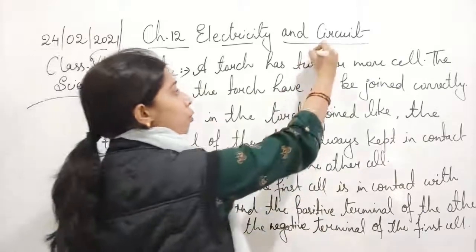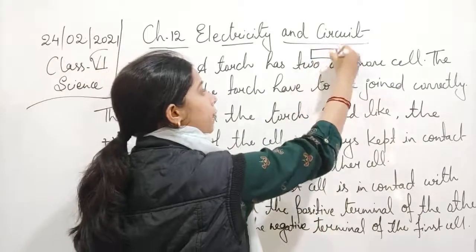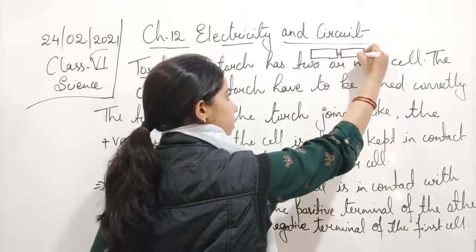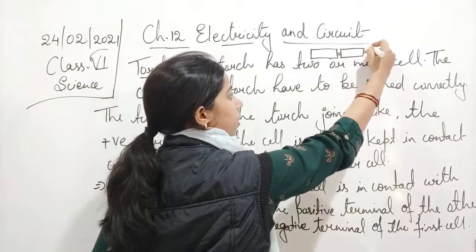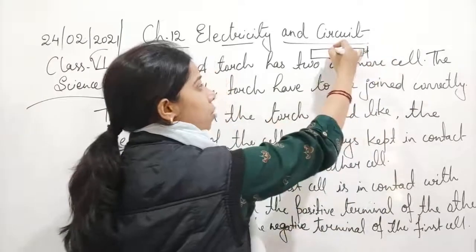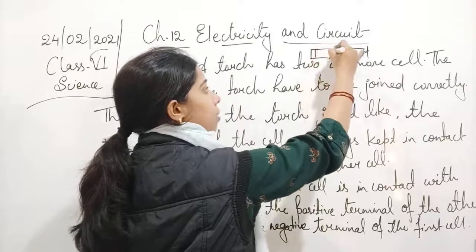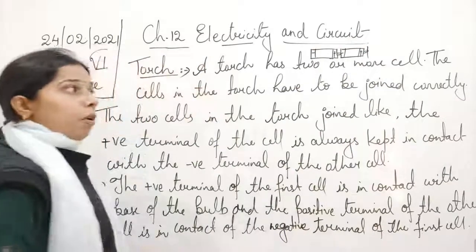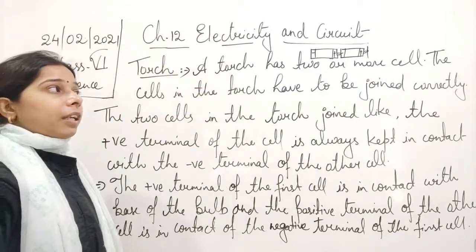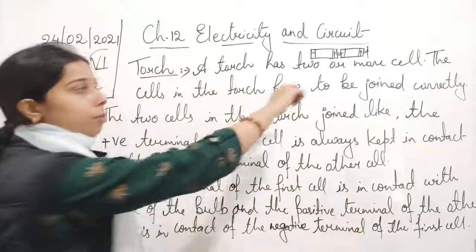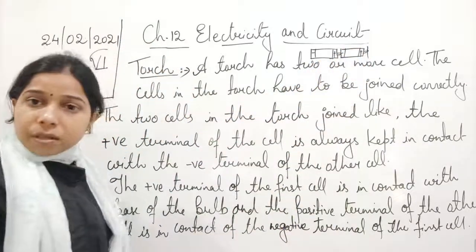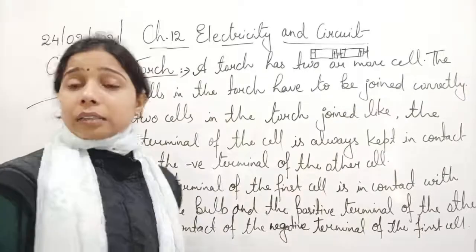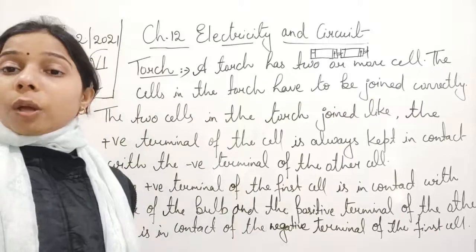I have shown you with the help of the diagram also, students. Suppose this is the first cell, so it should be like this, and here is the base of the torch bulb. This is the positive, this is the negative terminal. Again here it is the negative and this is the positive terminal. So the positive terminal of the first one should be connected to the base of the bulb, and the second one should be connected to the negative terminal of the first cell. Likewise, we have to join the torch properly, otherwise the torch will not glow.